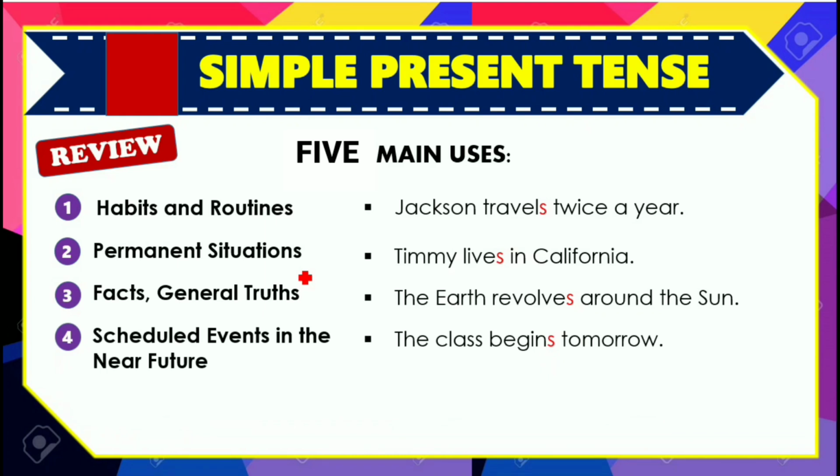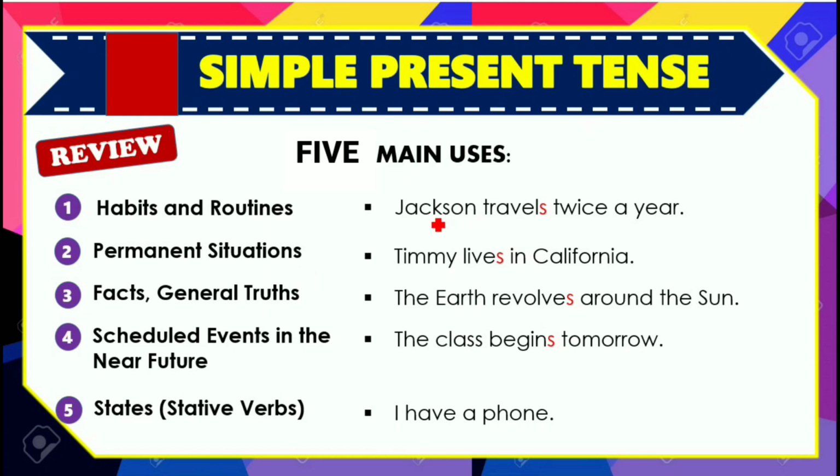Number 4 is when you talk about scheduled events in the near future. Still correct to use present tense if it's about scheduled events in the near future. For example, the class begins tomorrow. And the last is when you talk about states or conditions or state of being, using stative verbs. For example, I have a phone.